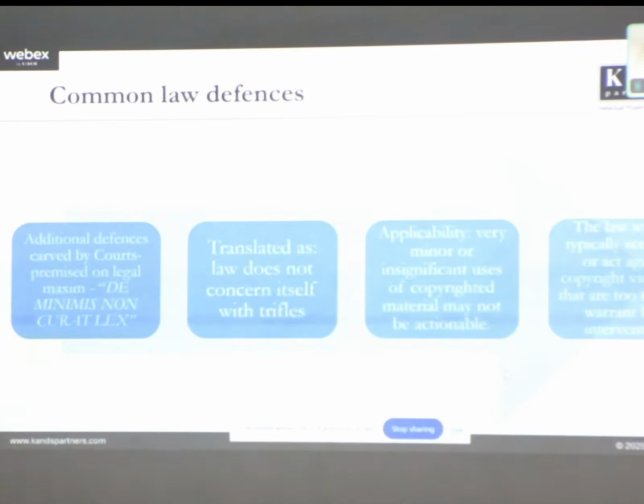This is premised on a legal maxim called de minimis non curat lex, which translates to the law does not concern itself with trifles. Trifles meaning small, insignificant issues. So the applicability is that very minor or insignificant uses of copyrighted material may not be actionable, because the law will not typically act against copyright violations that are too trivial to warrant legal intervention. So this is another defense that a party may make: that my use was very minimal and barely there, so it falls under this maxim and hence is not actionable.